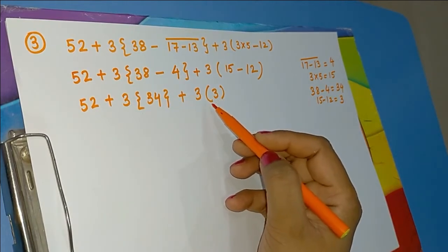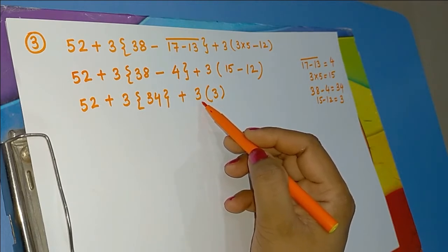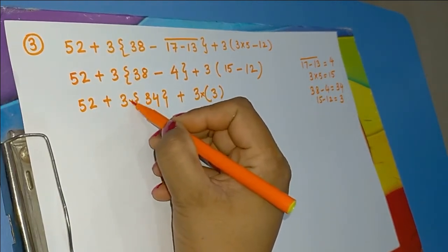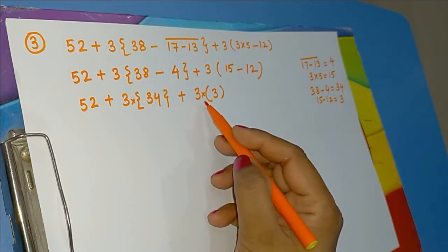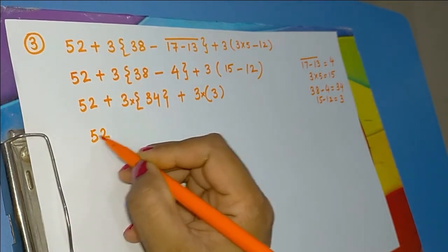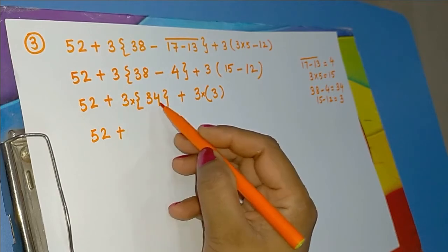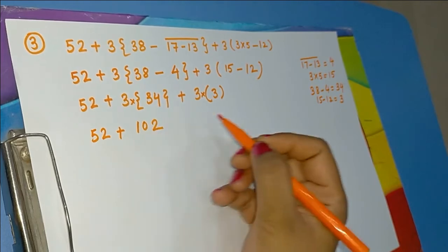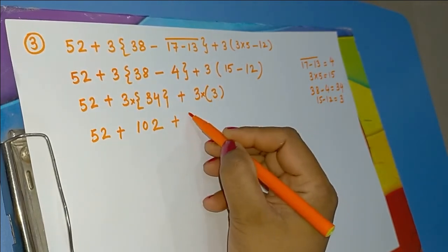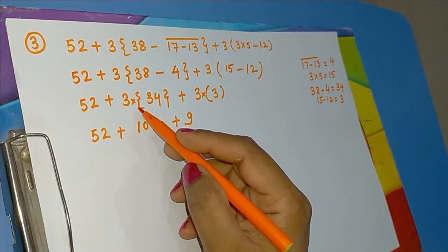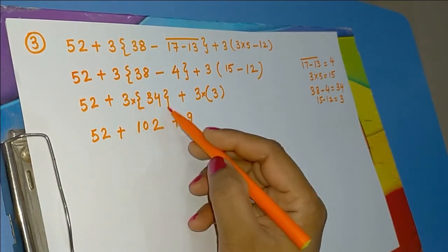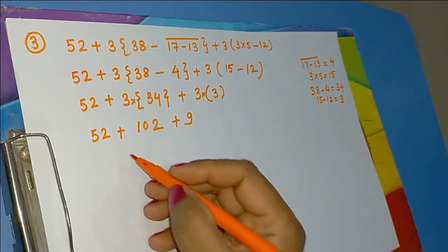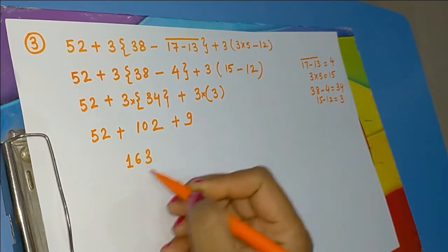So here when we don't have any sign between a number outside the bracket and inside the bracket, it means there is a multiplication sign. So here in the next step we need to solve this multiplication first. So here 52 plus. Now 3 cross 34, that is 102, plus 3 cross 3, that is 9. So here when we perform this multiplication, we can eliminate the bracket. Now we need to solve 52 plus 102 plus 9, that is 163.